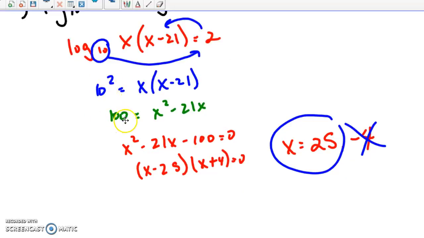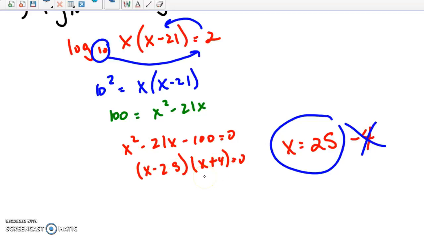Then from here, 10 squared becomes 100. Then I distribute out the x, so it's x squared minus 21x. And then since it's a quadratic, we want to set the equation equal to 0, so we subtract the 100. And then we can factor. What multiplies to a negative 100 and adds to a negative 21 is a negative 25 and a positive 4.